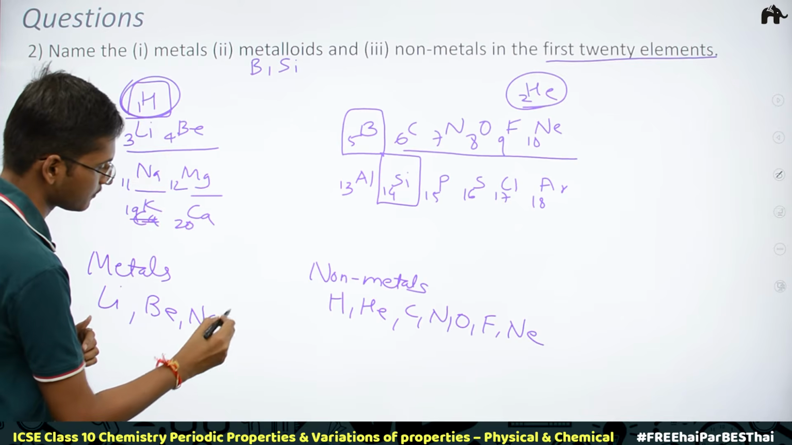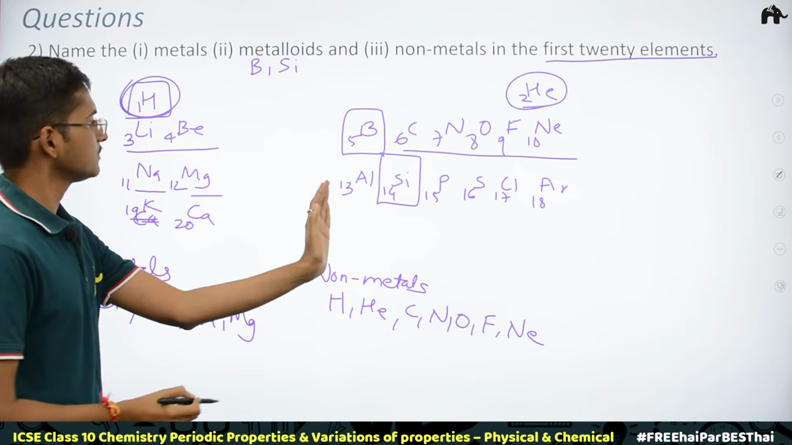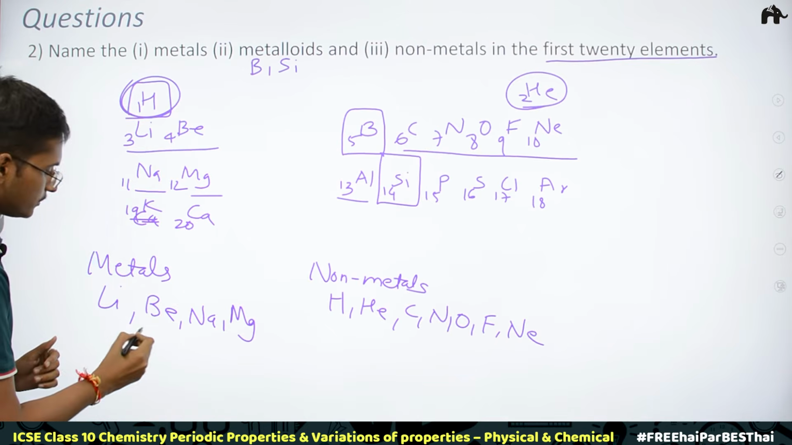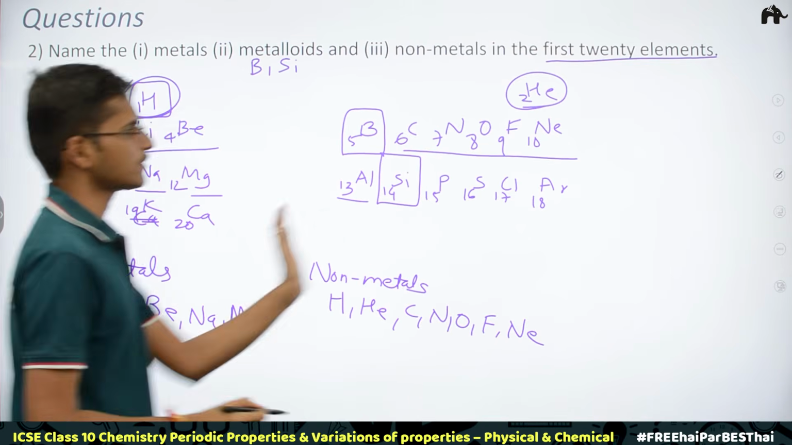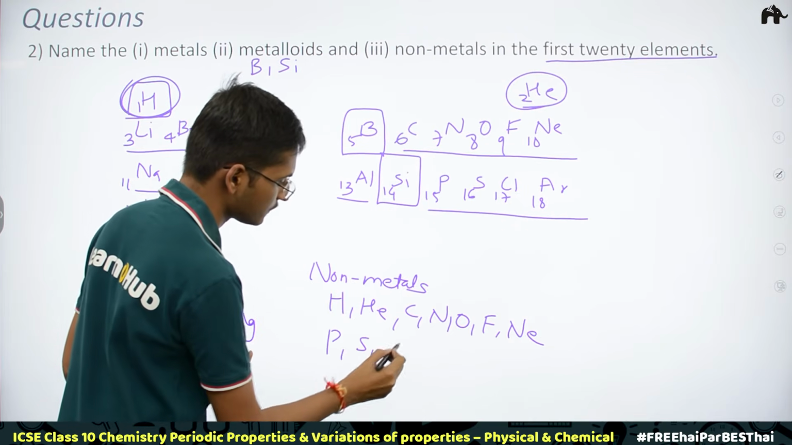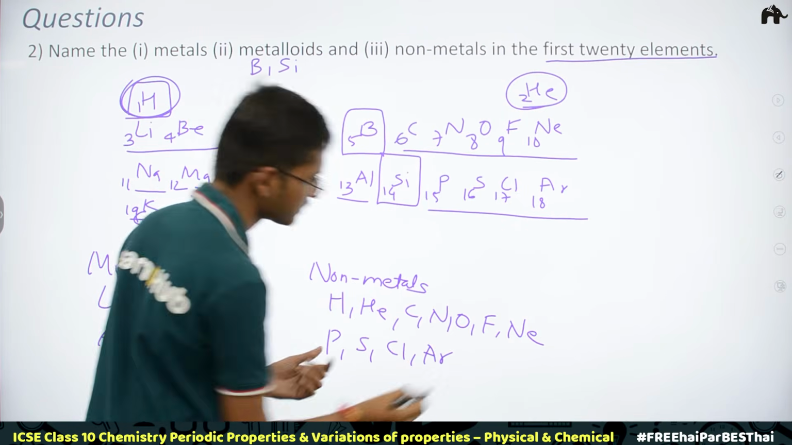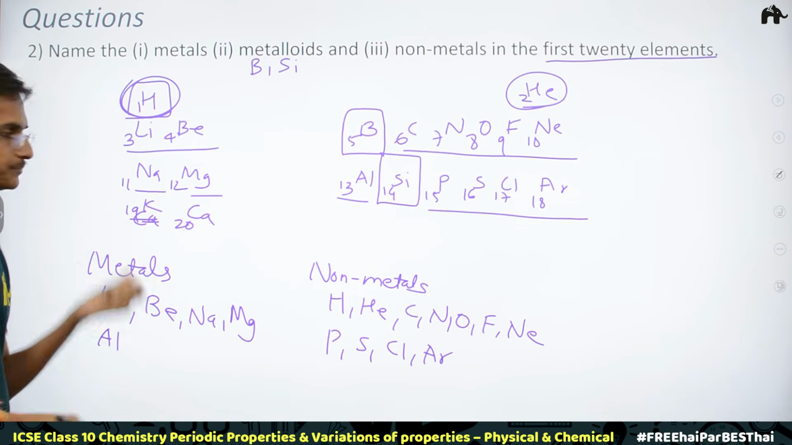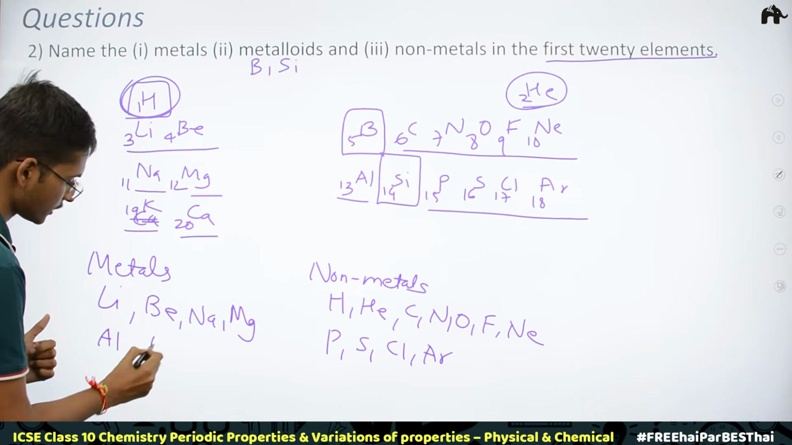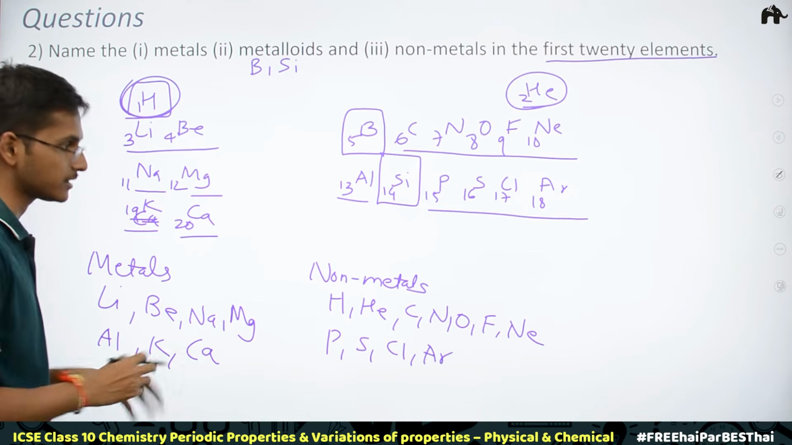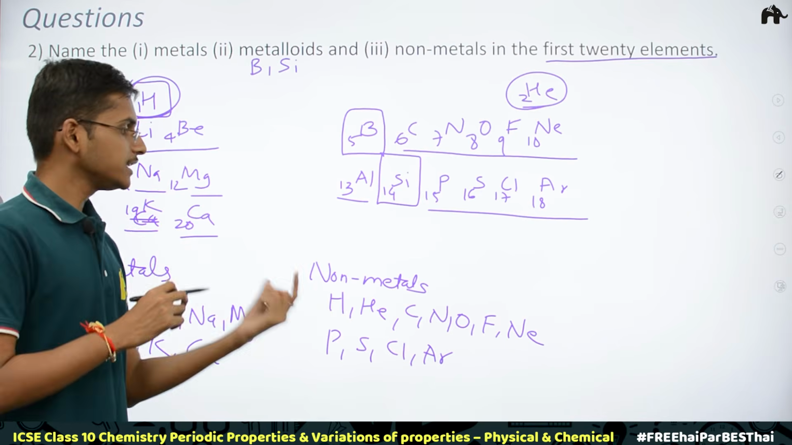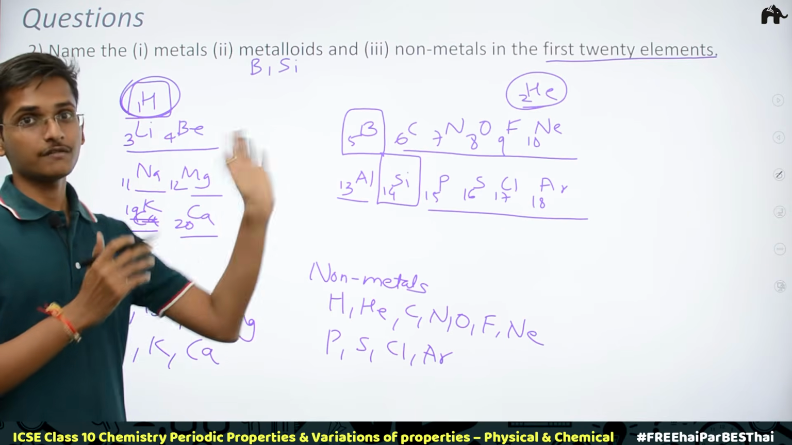Aluminium would also be a metal because it is to the left of the border line, okay. Then after that, phosphorus, sulfur, chlorine, argon, all non-metals. And in the same way, potassium is to the left of the border line, metal, calcium, metal. See, we solved the question without remembering which element is metal, which is non-metal, and which is metalloid.